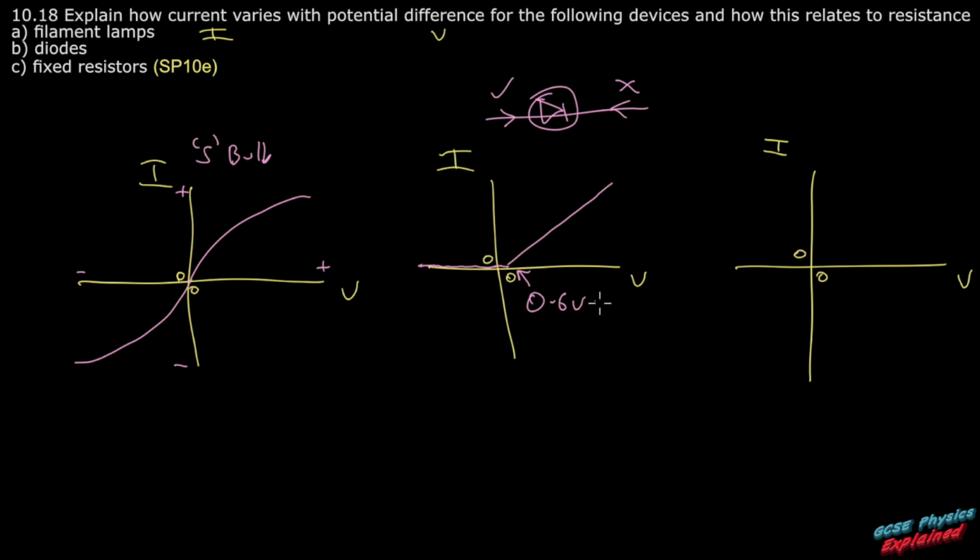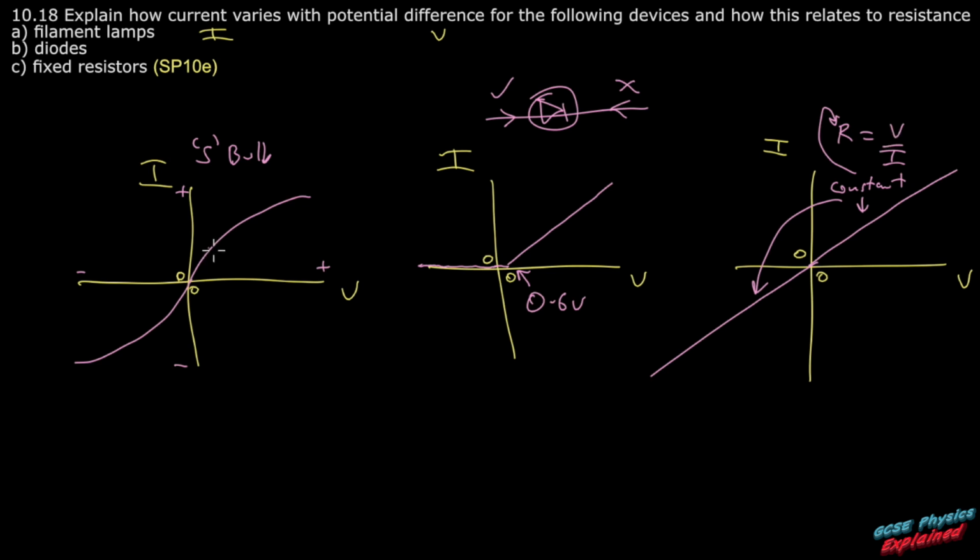So in the same way that each person has got their own unique fingerprint, each component has got its own unique current voltage graph. So a fixed resistor, that would look like that. So it's exactly the same in the backwards direction as it is in the forwards direction. And the resistance is V over I, and that would be a constant. So it's a constant slope everywhere, because the resistance is constant.